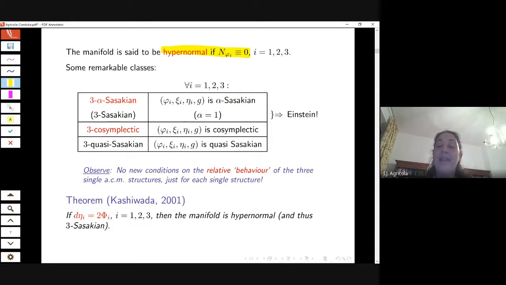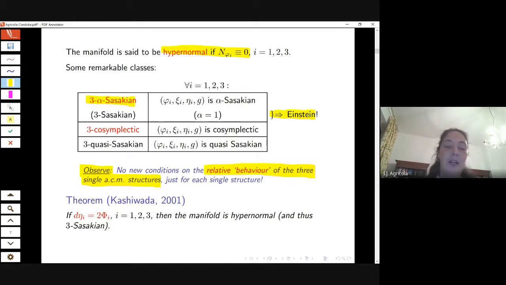And now, this is a very general definition, then there are some remarkable classes, namely, for example, 3-alpha Sasaki would be just that each of these single structures is Sasaki. Observe that actually such manifolds are automatically Einstein. Or it's called 3-cosymplectic if each of the structures is cosymplectic, 3-quasi-Sasaki if each of the structures is quasi-Sasaki, right? And so you get a bunch of classes. However, let's observe the following crucial thing. All these new classes do not postulate or require any kind of relative behavior of the three single structures, right? I'm just assuming that each single structure has the same property. And this is, in fact, something we are going to give up. So this we are going to change, okay?